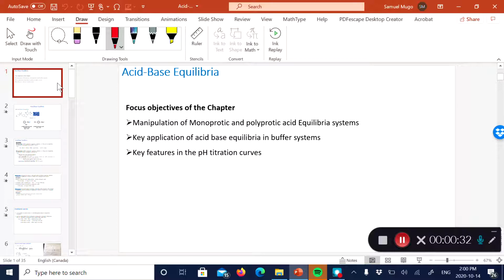of monoprotic and polyprotic acid equilibria systems. I also would like you to understand one major application of acid-base chemical equilibria, which is their use in buffer systems. Very, very important in lots of different environmental and physiological applications. I also would like you to understand the key features in pH titration curves, which are fairly useful in volumetric quantitation of acids and bases.